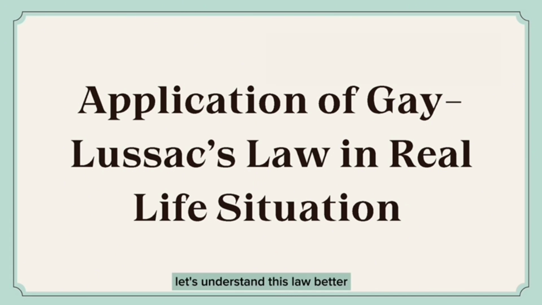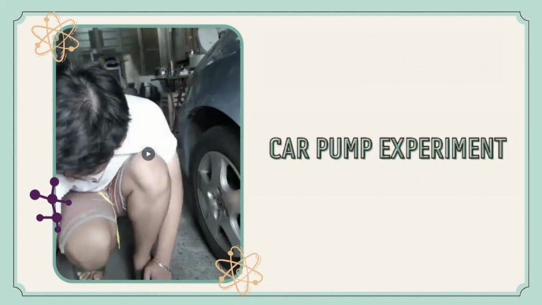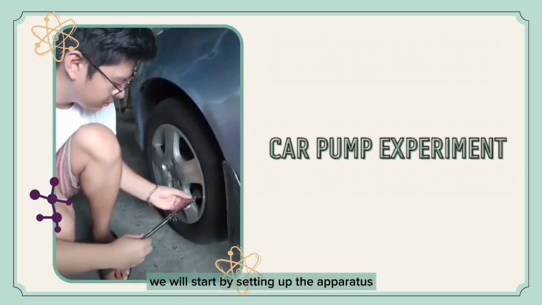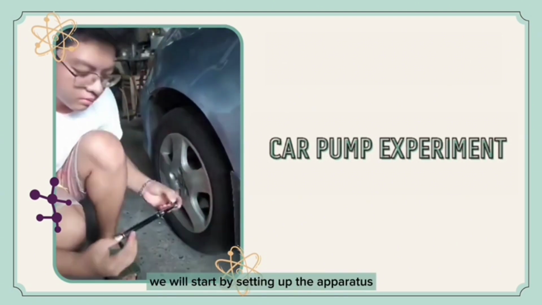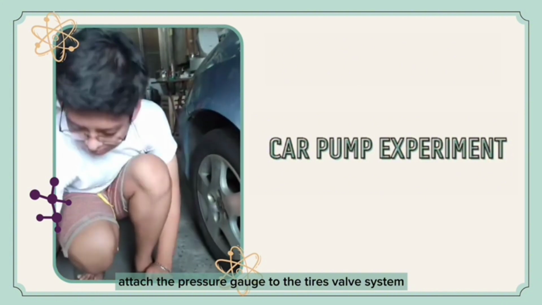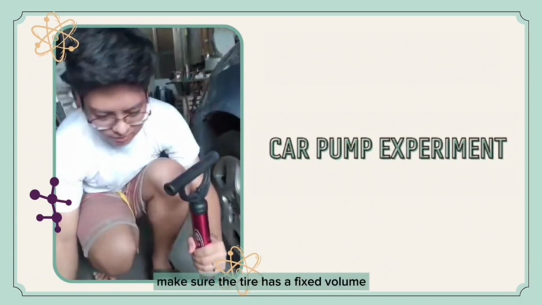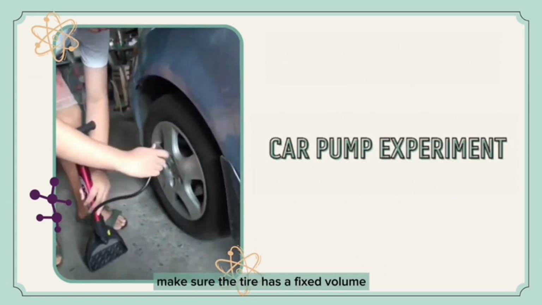Let's understand this law better. Let's conduct the bicycle pump experiment. In this experiment, we will use a bicycle pump, a pressure gauge, and a container to observe the relationship between pressure and temperature. We will start by setting up the apparatus. Attach the pressure gauge to the tire's valve system and ensure it is securely connected. Make sure the tire has a fixed volume.